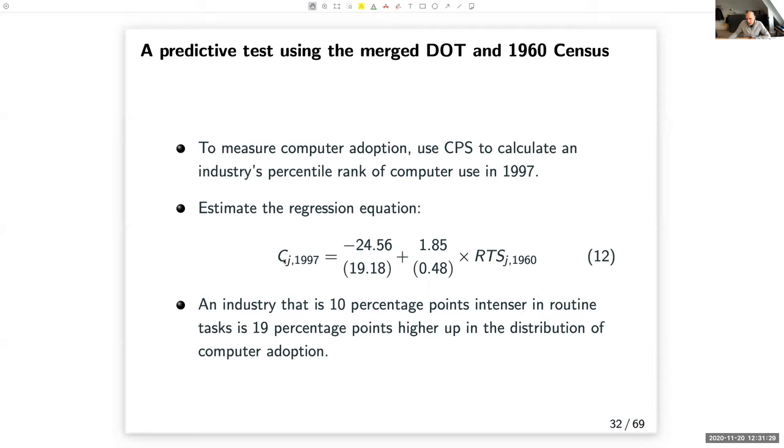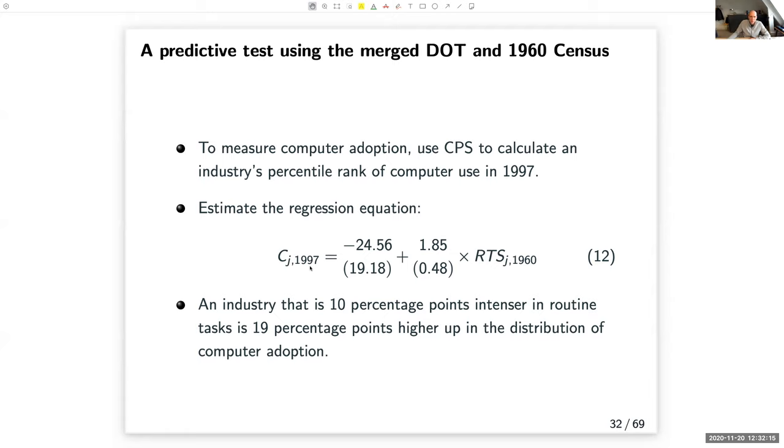So it's the percentage of workers using a computer in industry J in 1997, also normalized to between 0 and 100. And you can regress that onto this initial routine task share in that industry. And again, what you would expect if you believe our model is that there's a positive coefficient, which it is, and it's significant. And so what this is saying is that in an industry that's 10 percentage points more intense in routine tasks, you shift 19 percentage points higher up in the distribution of computer adoption.